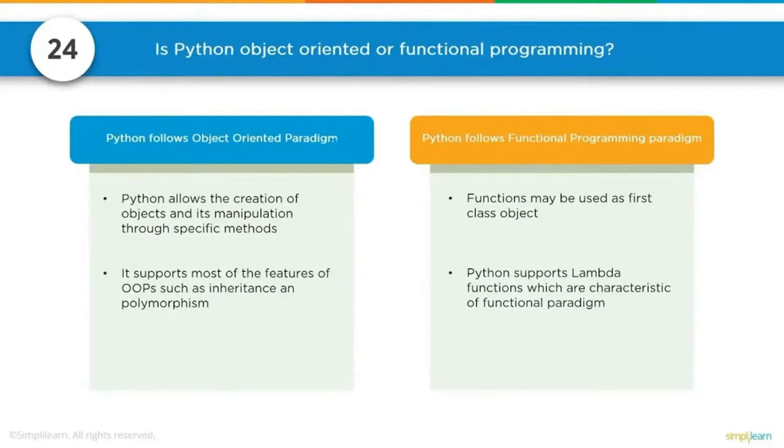Python follows the functional programming paradigm. Functions may be used as first-class objects. Python supports lambda functions, which are characteristic of the functional paradigm. So you can set a variable to a function as opposed to setting it to an object.